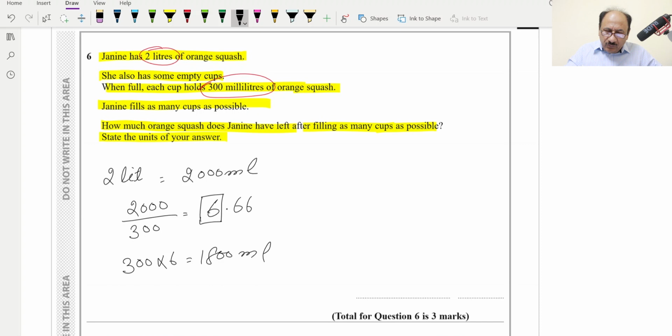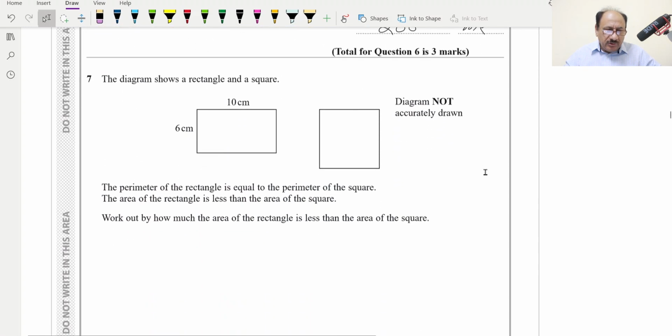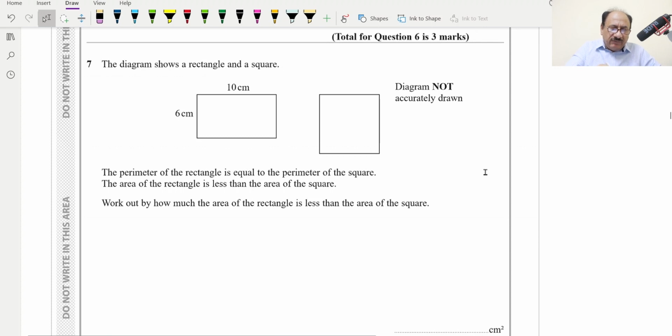So out of 2000, 1800 is held by 6 cups, so the remaining will be 200 ml. So 200 ml will be our answer for this part. Hopefully you understood this. Now question number 7.